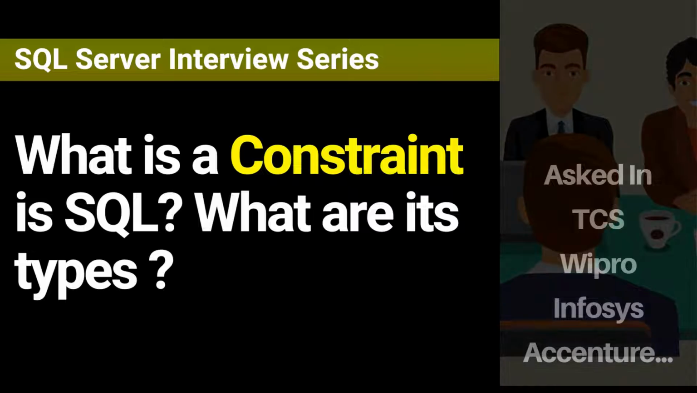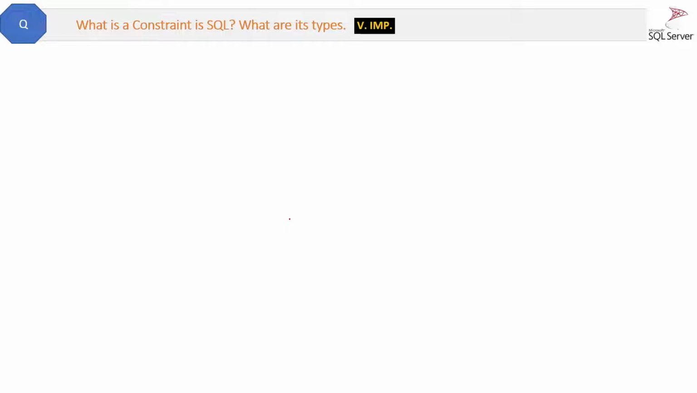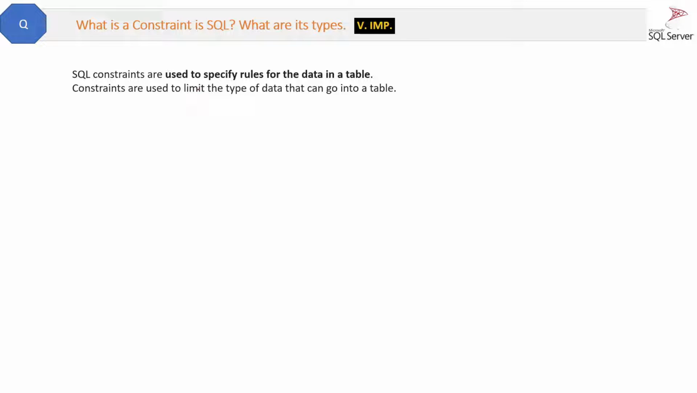So let's start with this question. What is a constraint in SQL? What are its types? It is a very important question and very important concept in SQL Server. In simple English, SQL constraints are used to specify rules for the data in a table. Constraints are used to limit the type of data that can go into a table.